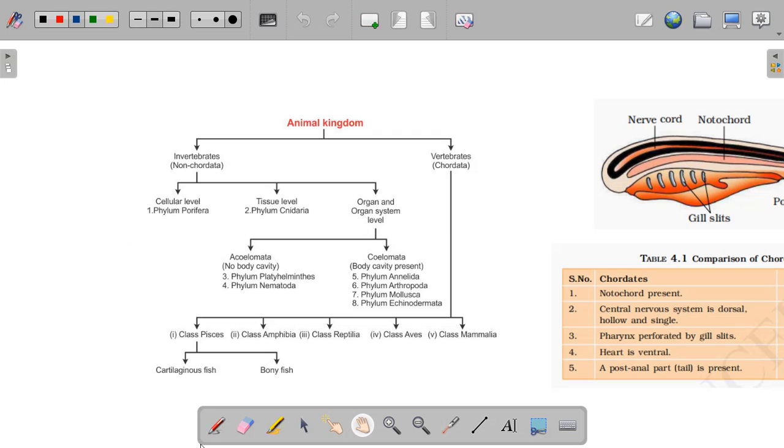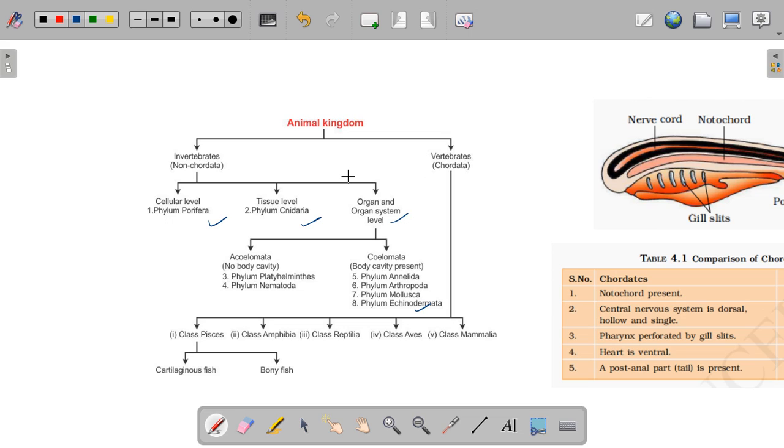Okay, students, in this topic, we're going to move towards a further phylum that is called Chordata. The reason why I'm showing this here is because we already completed all these phyla all the way up until Echinodermata, and we also completed a phylum called Hemichordata.